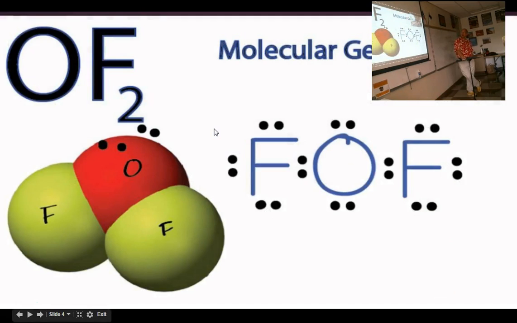OF2, oxygen difluoride, would be a central oxygen atom and two fluorines. But then you see that oxygen still has two more pairs of electrons here. And so it still pushes itself into this tetrahedral shape. It's just that two of the positions are taken up by electron pairs, not by bonds.